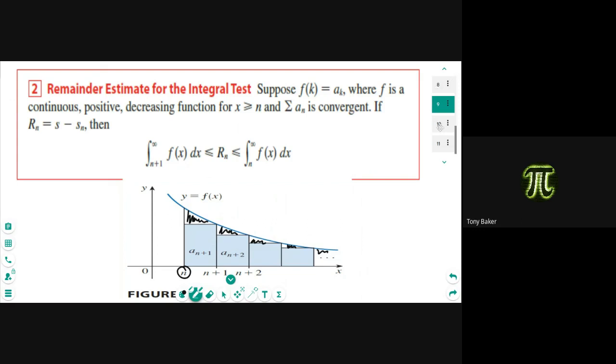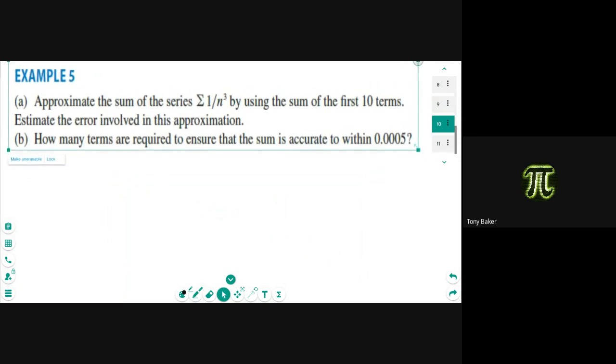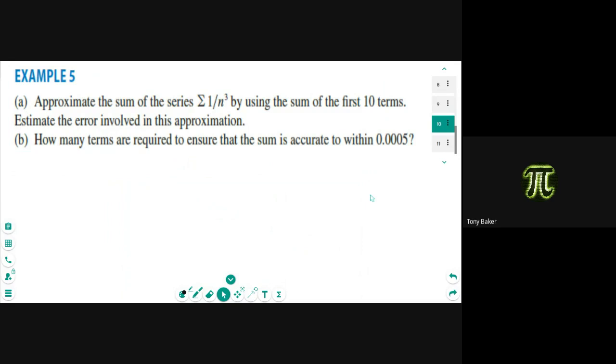So let's look at one and see how it works. 1 over n to the third. Is it convergent? Yeah. Why? It's not zero, so it's a p-series, and p is 3, and 3 is greater than 1. So this series is convergent. Great. Find me the first 10 terms.